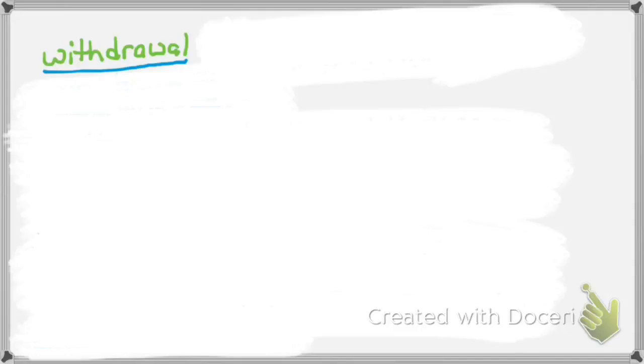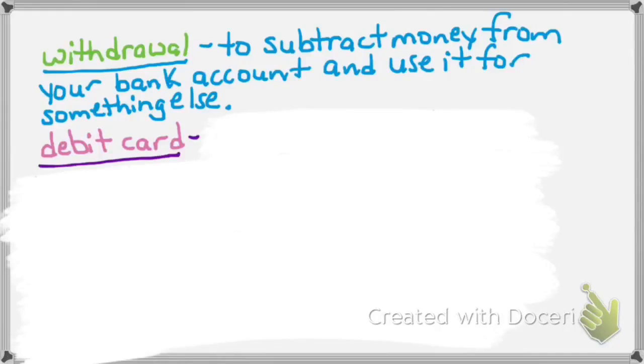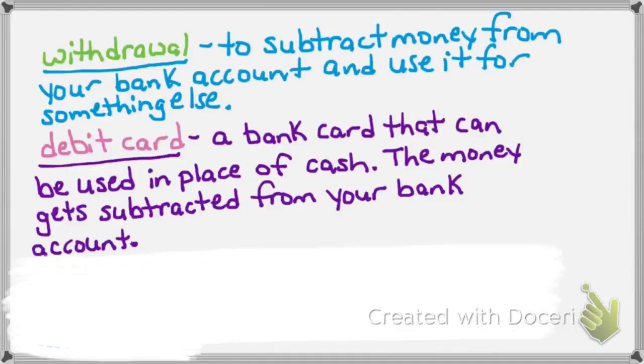Our next vocabulary word is withdrawal. When you're making a withdrawal, you're withdrawing money or taking money out of your bank account. So withdrawal is to subtract money from your bank account and use it for something else. Our next word is debit card. A debit card is a bank card that can be used in place of cash. The money gets subtracted from your bank account.